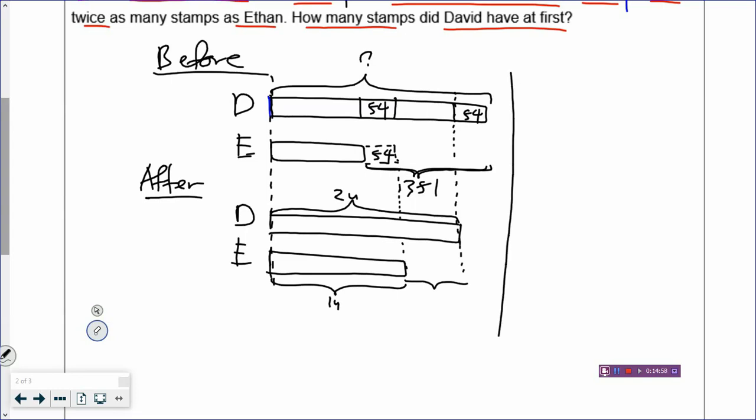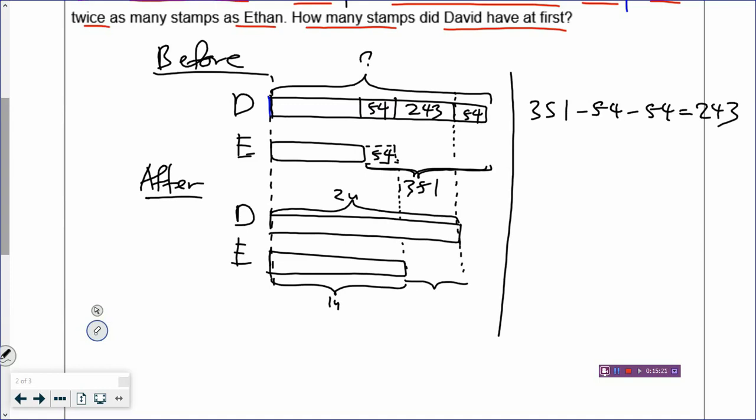So let's write down. 351 minus 54 and minus 54, what do you get? And you will get 243. So the number in the box, the box in the middle, what is that? That is 243. So you can see that 54 plus 243 plus 54 will give you 351.